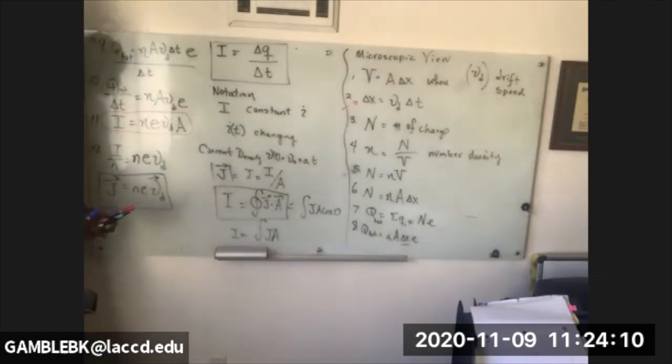So those are all the versions of current that you're going to see. Now, those are the useful versions.